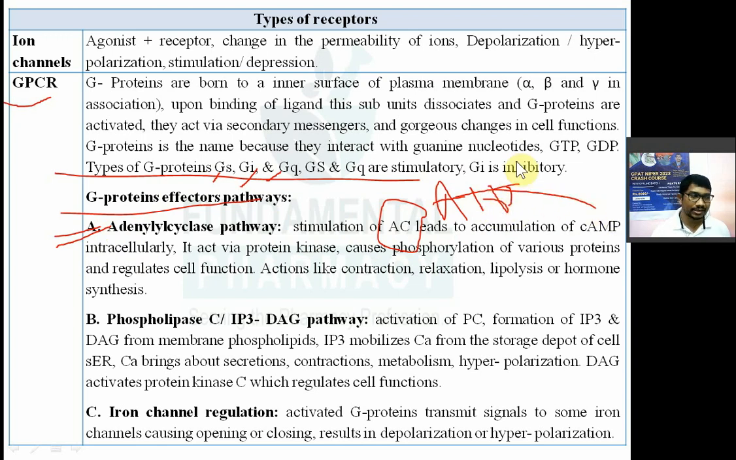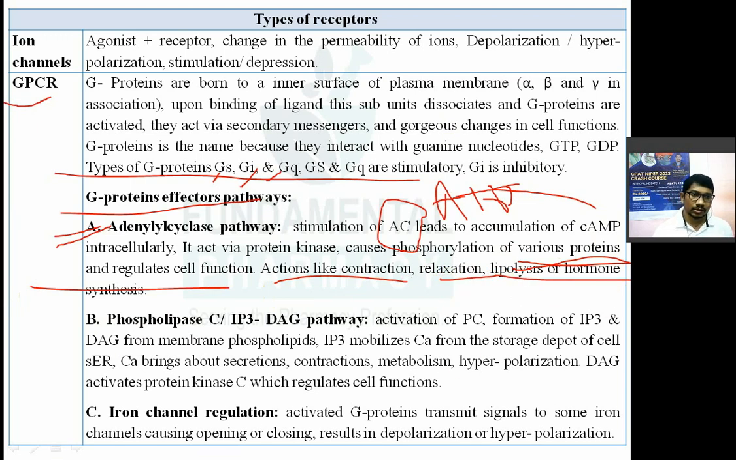That leads to increased cyclic AMP level in the cell, and then they act via protein kinase, which causes the phosphorylation of certain proteins inside the cell. सेल के अंदर जो प्रोटीन होता है उसका फॉस्फोरिलेशन करेगा, फॉस्फेट ग्रुप ऐड कर देगा एंड देन रेगुलेट द सेल फंक्शन. उसके कारण क्या होगा? इधर कॉन्ट्रैक्शन होगा या फिर रिलैक्सेशन होगा या फिर लिपोलाइसिस होगा या फिर हार्मोन सिंथेसिस होगा.